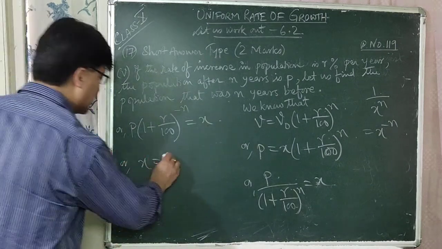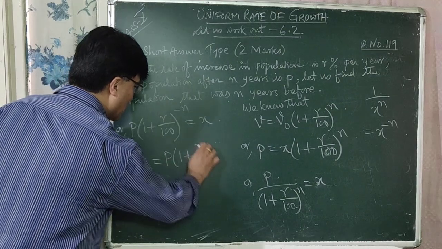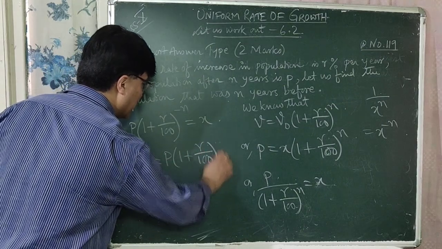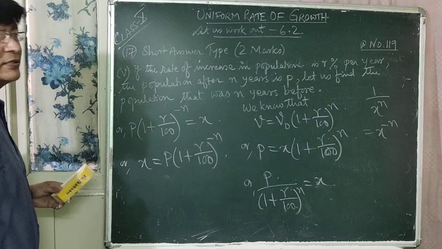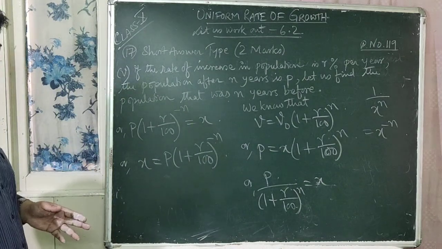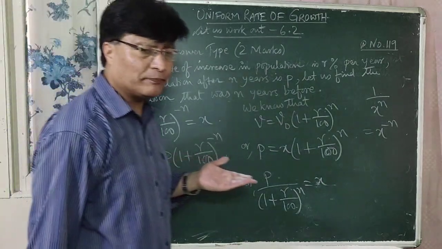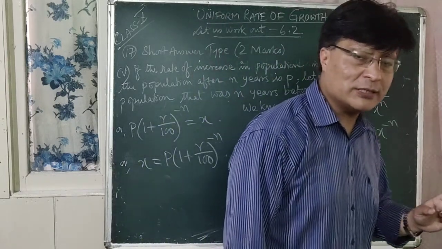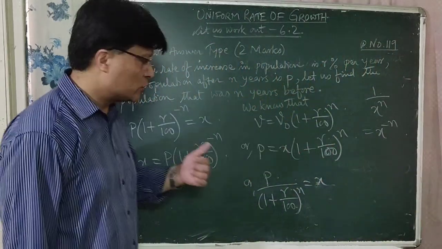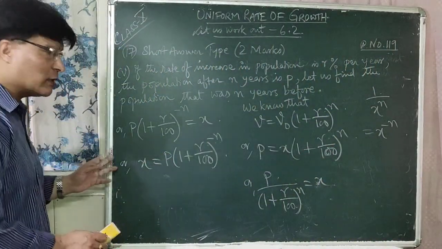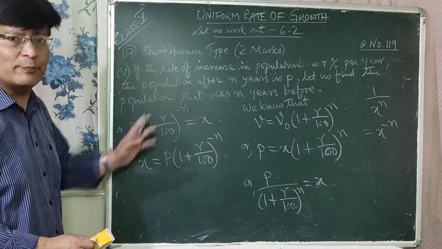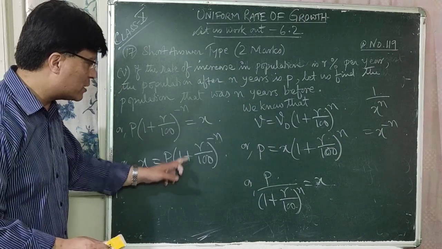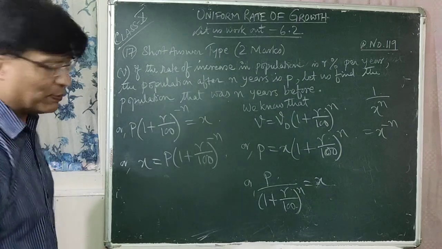That is x is equal to P into 1 plus R upon 100 whole to the power minus n. That is the value for x. What was x actually? The population that was n years before. So this is the answer. So what is the number of population that was n years before? It is P into 1 plus R upon 100 whole to the power minus n.